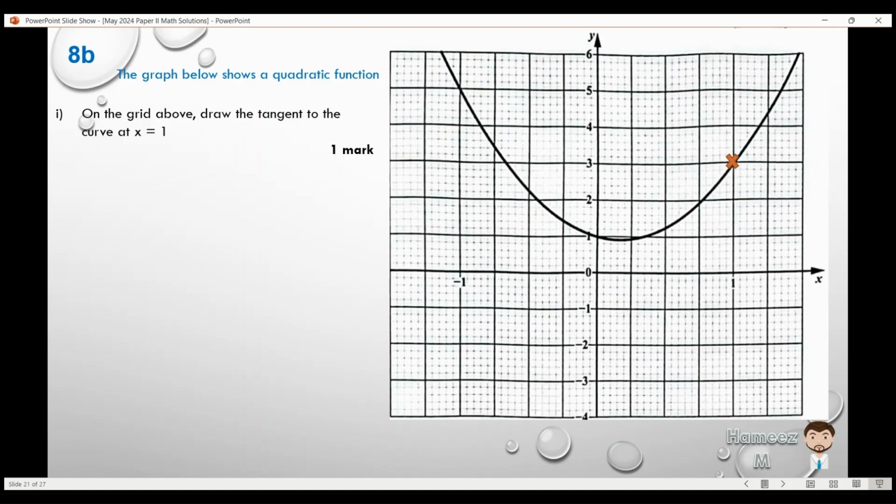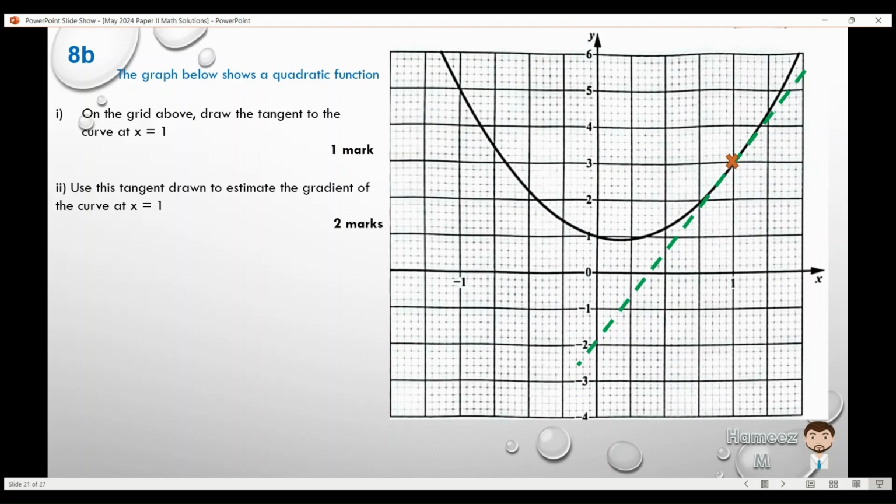So the tangent to the curve, just a reminder, is a straight line which touches the curve only at that point. So let's bring it up in green. So that's our tangent.